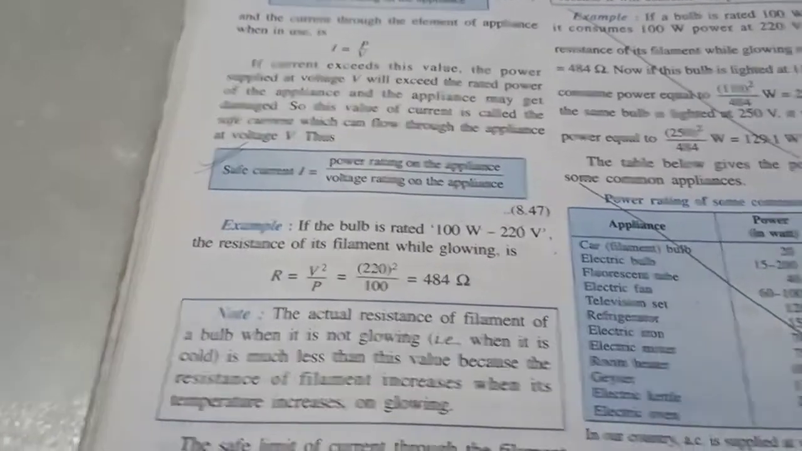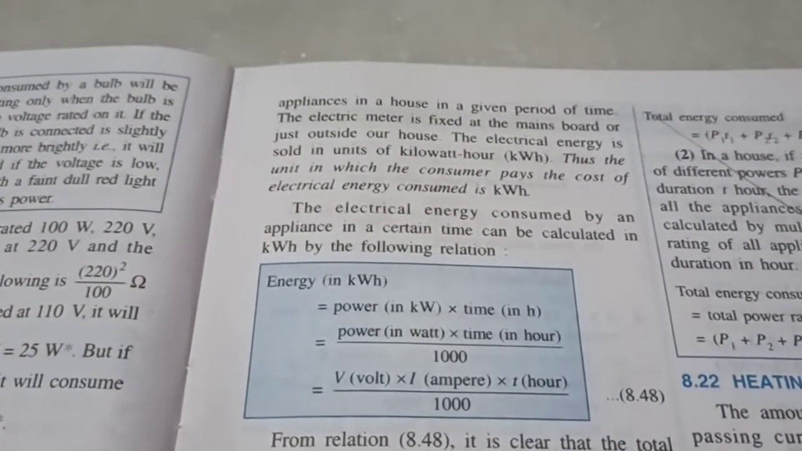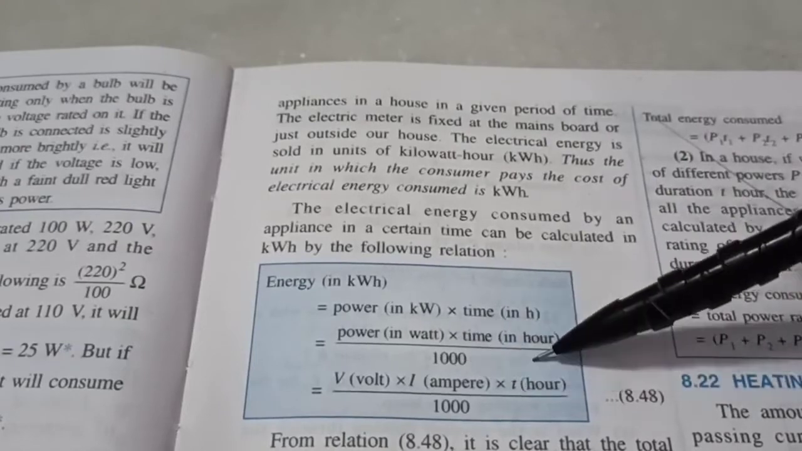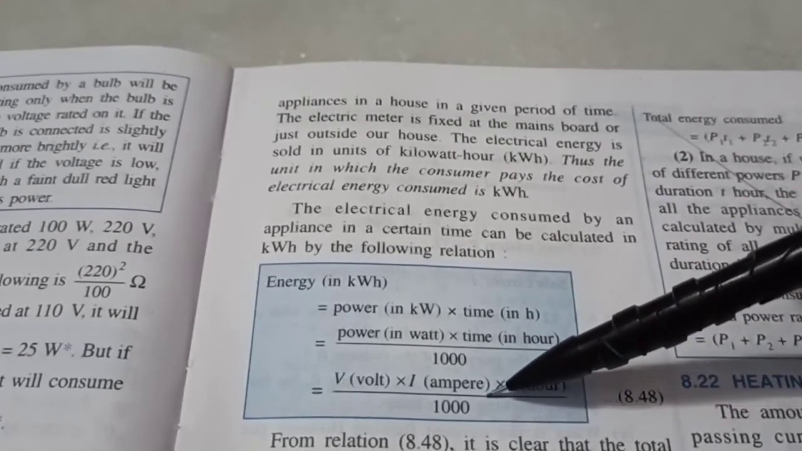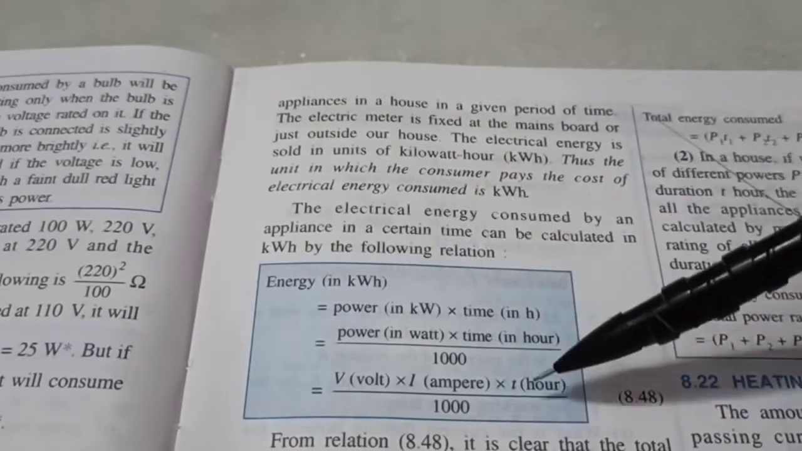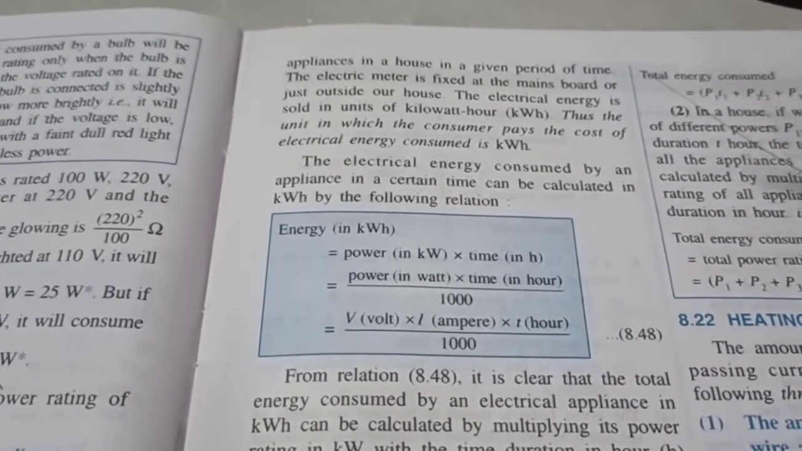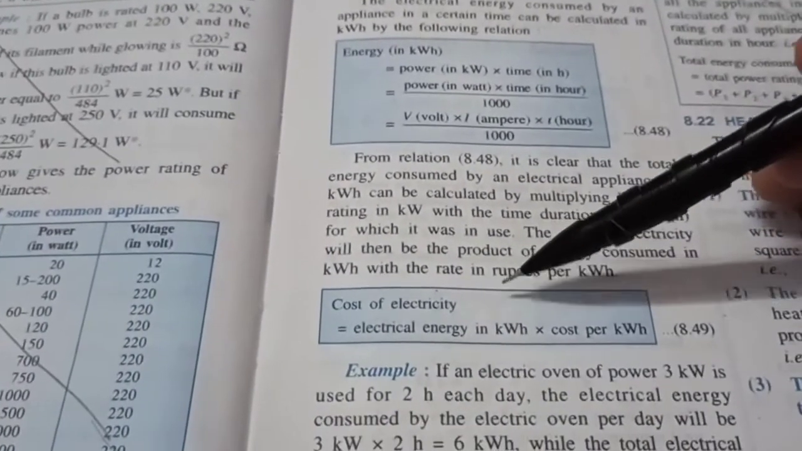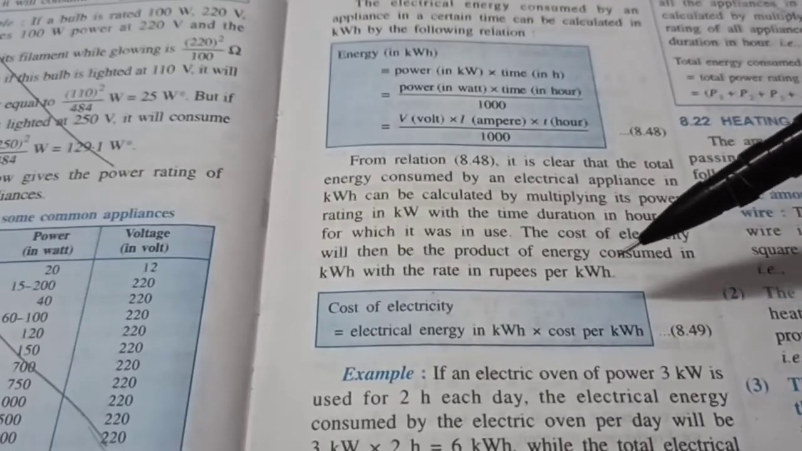Now, the household consumption of electrical energy. Energy is power into time. That is VIT upon 1000 if you want it in the unit called kilowatt hour. And the cost of electricity is electrical energy into cost. So we'll be doing numericals based on this.